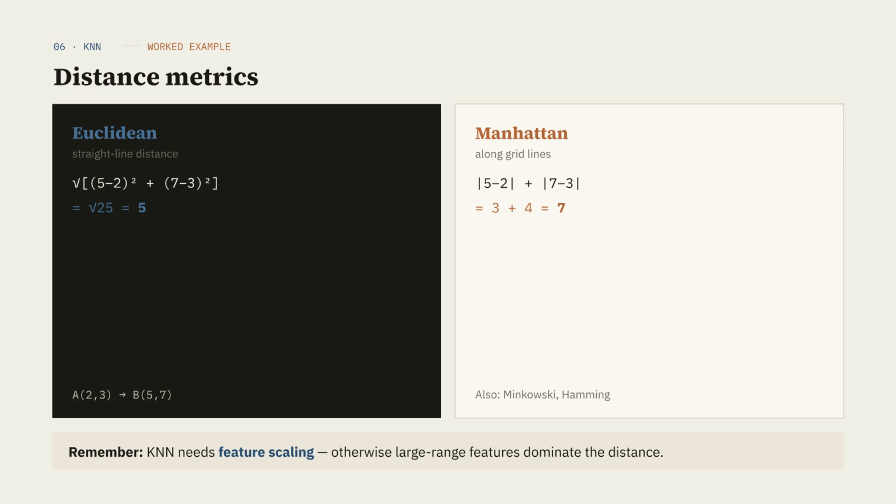Distance is how we measure similarity in KNN. Common metrics include Euclidean, the straight-line distance, and Manhattan, which moves along grid lines. Remember, KNN is sensitive to feature ranges, so always apply feature scaling.